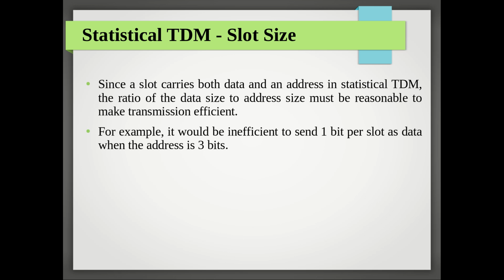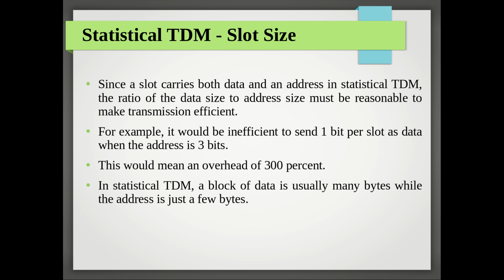If you make your allocation like that, it is a highly inefficient allocation, because there is an overhead of 300%: 3 additional bits, which is the address. In this example it is only 3 bits, but in general, the total number of bits dedicated for the address is an overhead, and that percentage is very high in this case. It should not be allocated like that. So in statistical TDM, a block of data is usually many bytes, while the address should be just a few bytes. That is a better strategy. You allocate only a few bytes for the address, and the data is considerably larger, so that the overall overhead will be less.